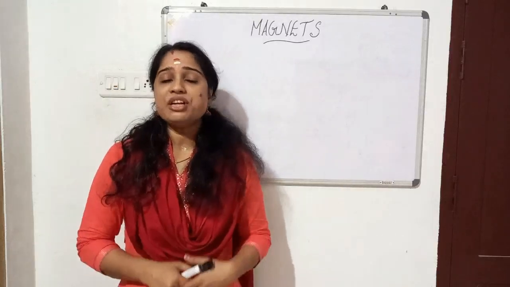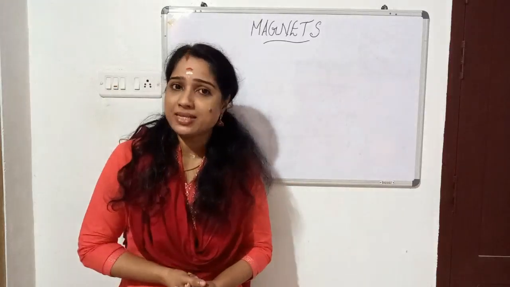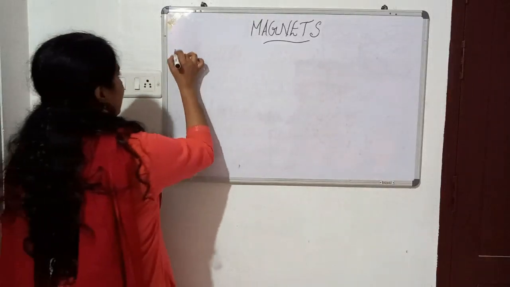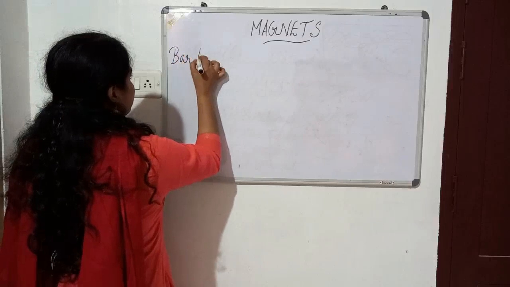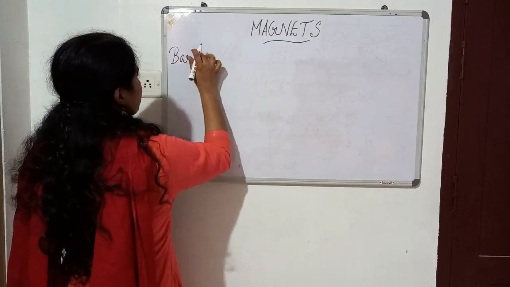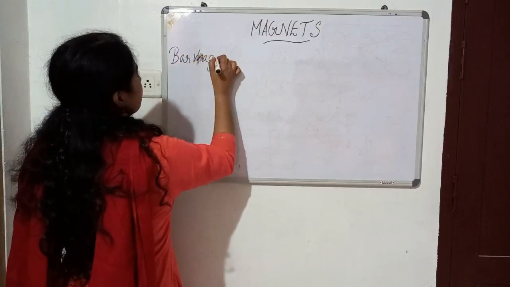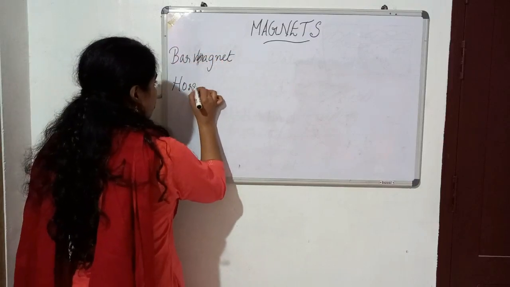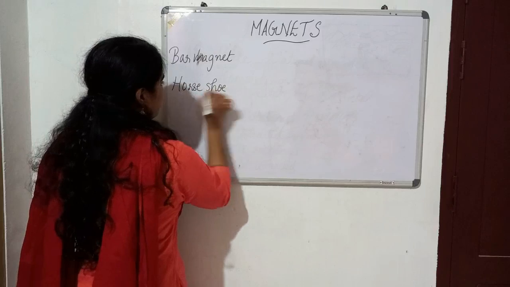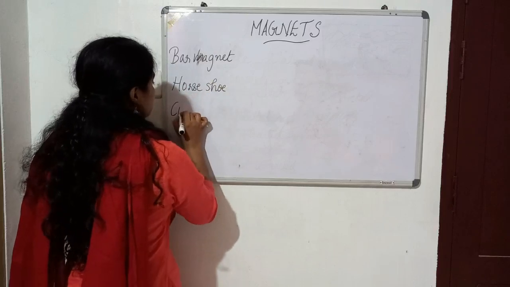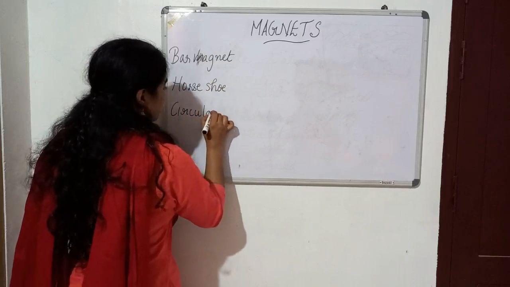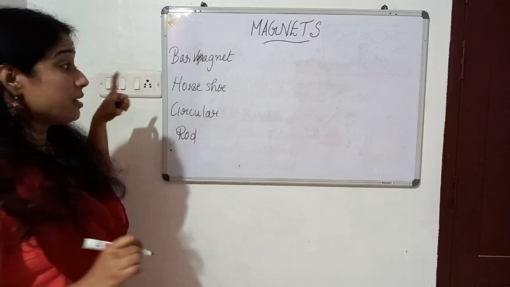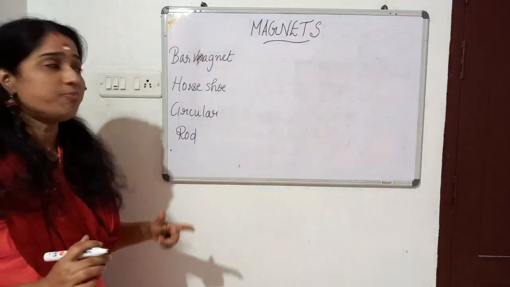And we know that different types of man-made magnets are there. Different types have different shapes of magnets. You know, bar magnet, first one. Bar magnet, next one. Horseshoe magnet. Next one, circular magnet. Third one, rod magnet. So there are four different types of magnets.